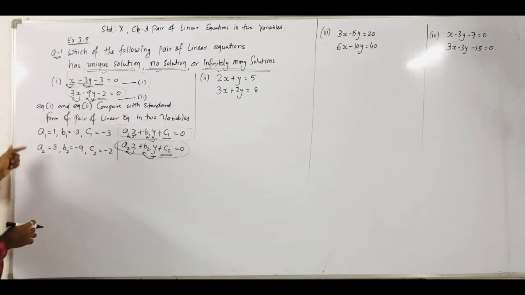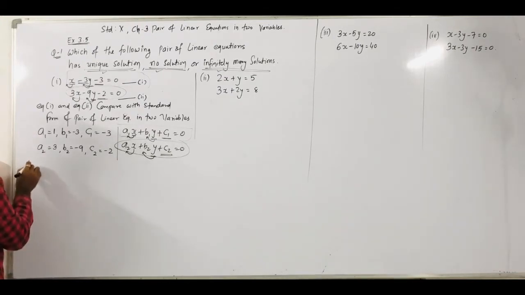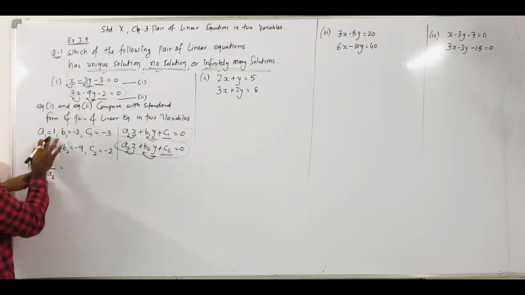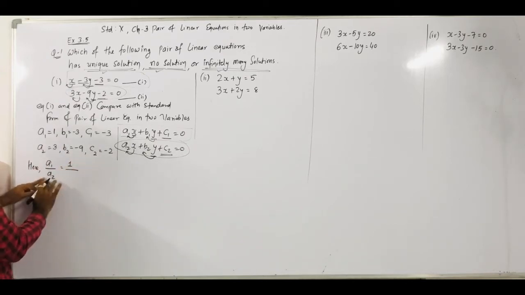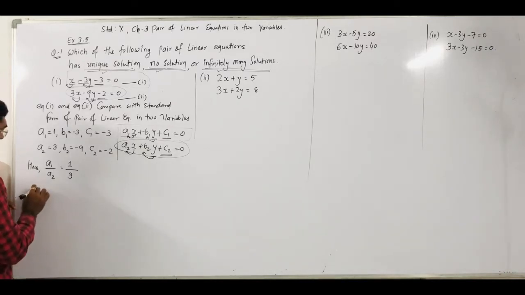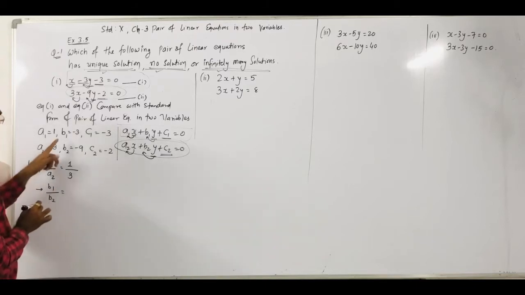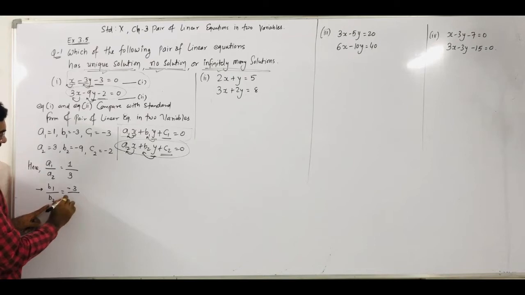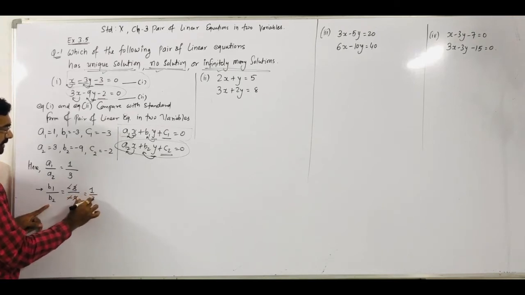So first of all we have to find the A1 upon A2 ratio. Here in the numerator we put the A1 value, which is 1. In the denominator we put the A2 value, which is 3. So the A1 upon A2 ratio is 1 by 3. Then we find the B1 upon B2 ratio. B1 value is what? Minus 3. B2 value is what? Minus 9, which we write in the denominator. The minus signs cancel out. 3 threes are 9. So we get 1 by 3.